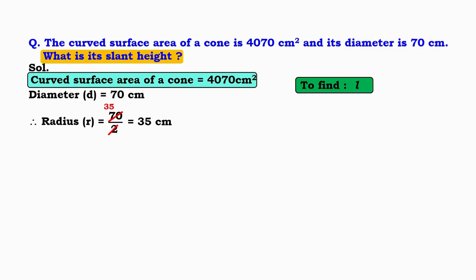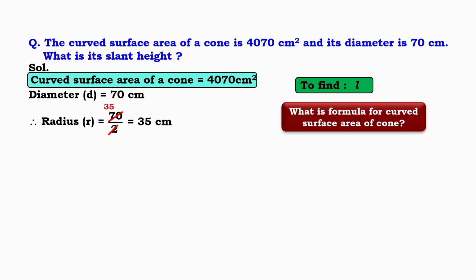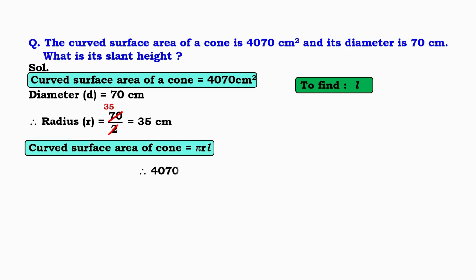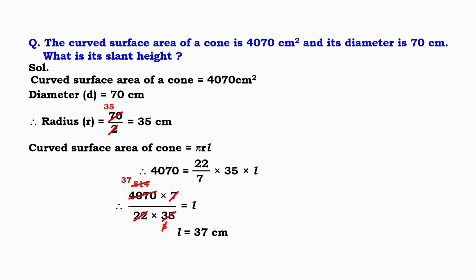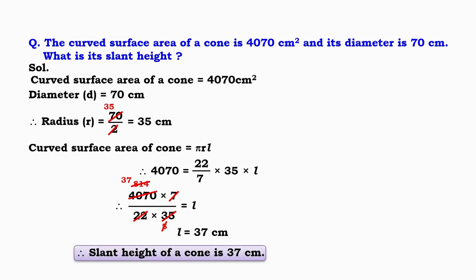Now we need to find the slant height. That means we need to find L, right? So what is the formula for curved surface area? That is pi r L. Now put the values over here. So pi r L is equal to 4070. So put the value of pi, then r, and we need to find the value of L. Now solve this equation. So L we got is 37 centimeter. So the slant height of the cone is 37 centimeter.